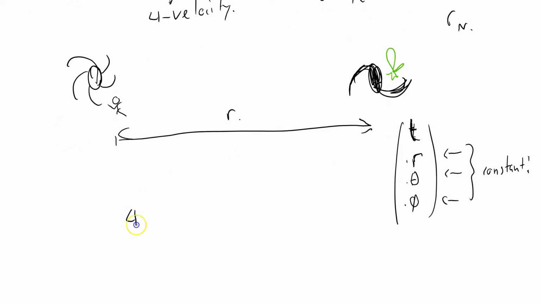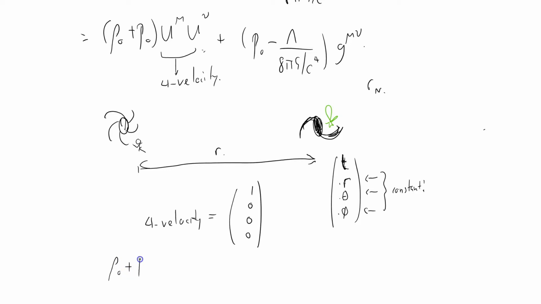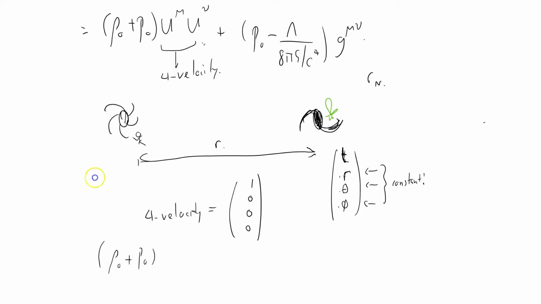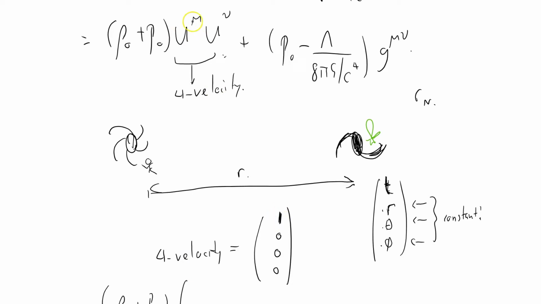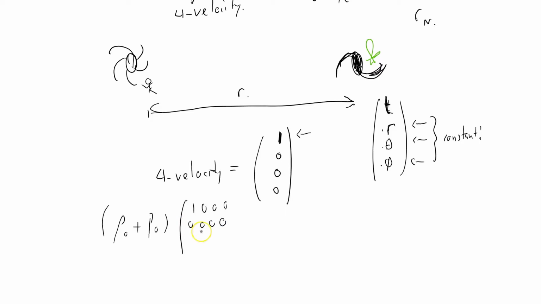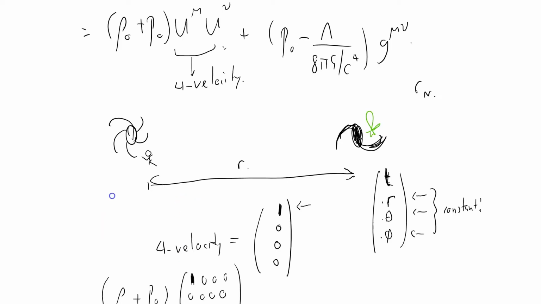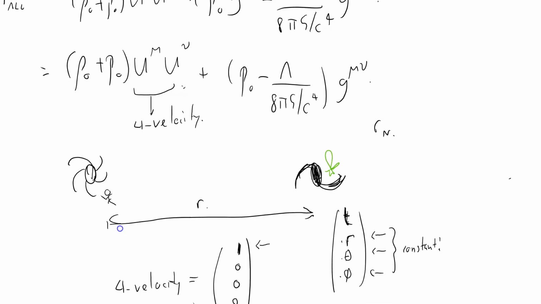And so his 4 velocity is just 1, 0, 0, 0. Well, that makes evaluating this thing here a lot easier. So let's just try doing that. We've got (ρ0 plus P0) times, well, you see, it's only the first component that's non-zero, so μ and ν must both correspond to the time coordinate. So it's multiplied by these 16 numbers here, of which only the time coordinate, this one here, is non-zero, plus (P0 minus the cosmological constant over 8πG upon c to the 4) times the metric tensor.